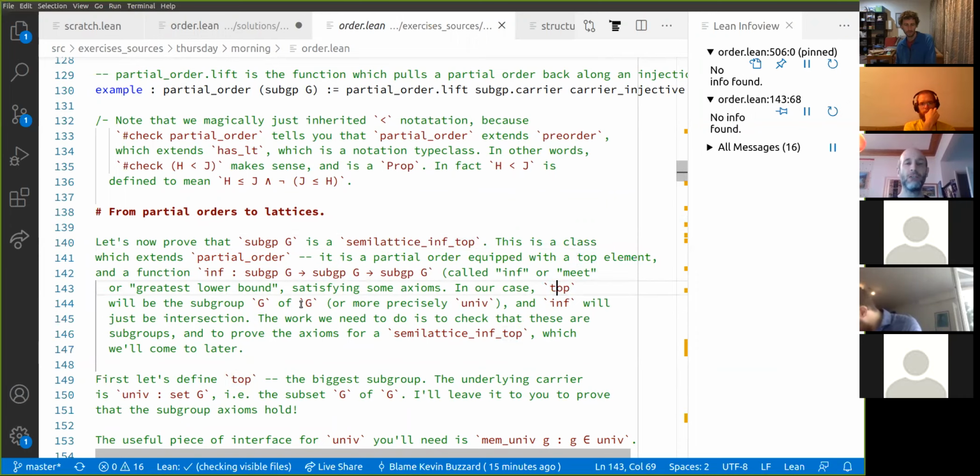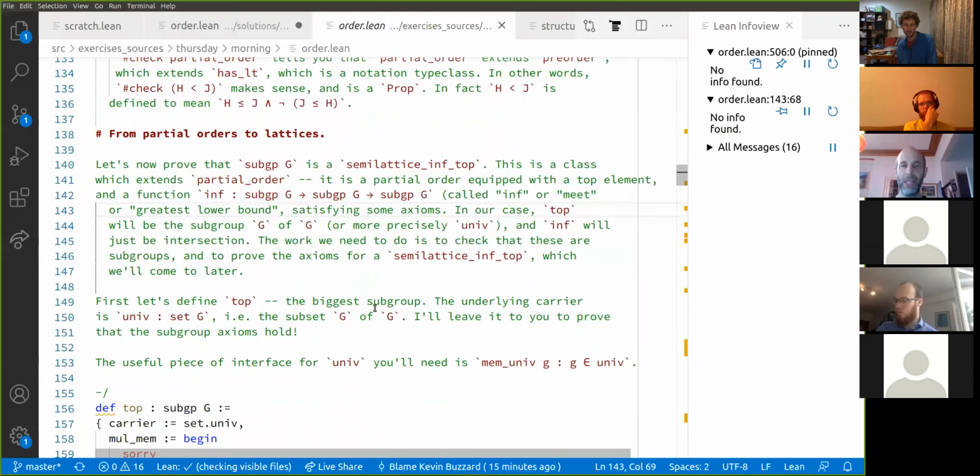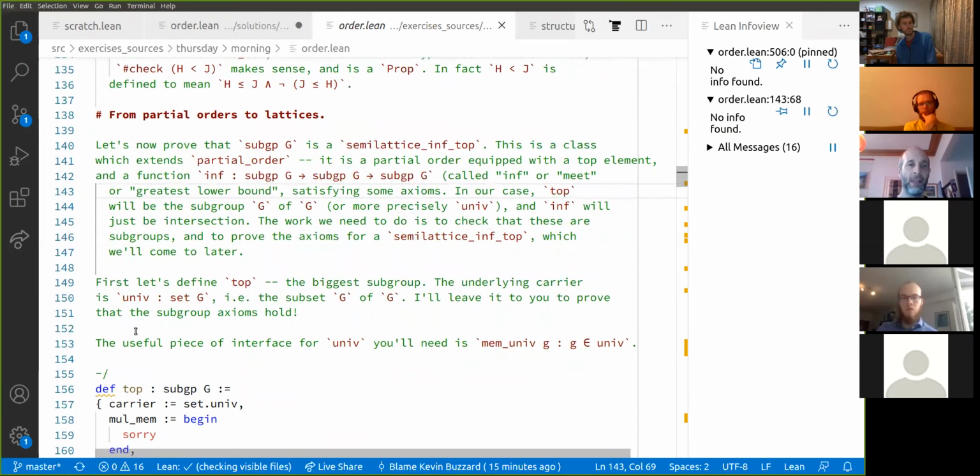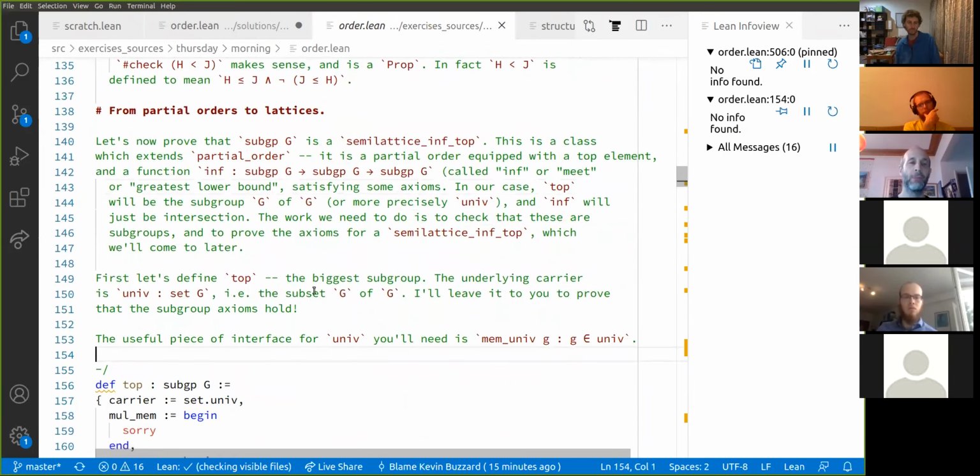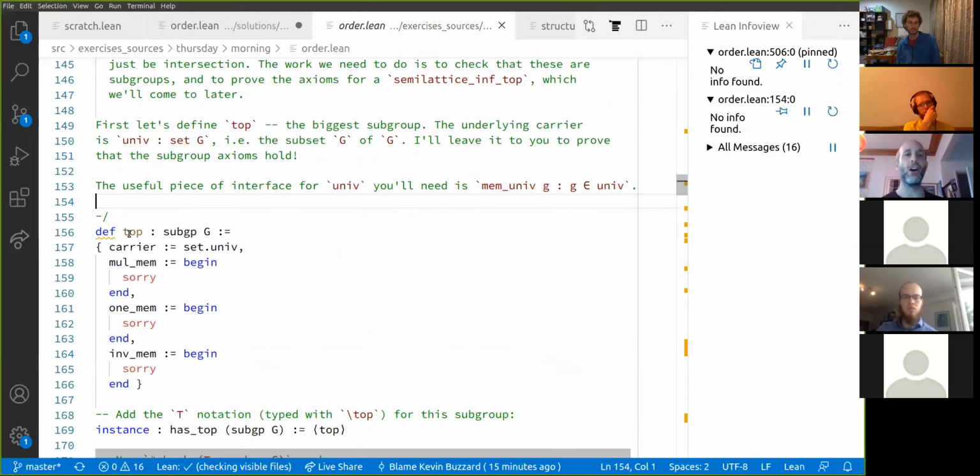So in general, a semi-lattice inf top is a partial order together with some way of taking an inf of two elements and some way of taking a top element. And then it satisfies some axioms. I'll show you the axioms later. It's pretty easy to guess what the axioms are. So now our job is to define inf and top for subgroups. So here's our definition of top.